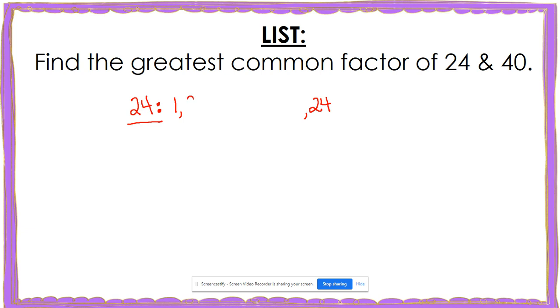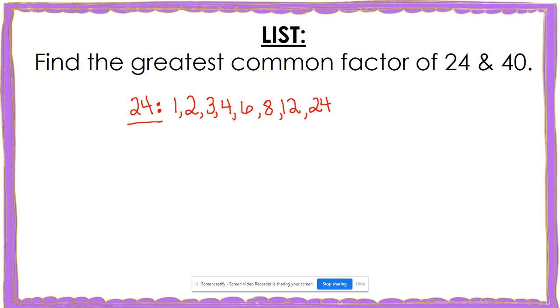I know that 24 is an even number, so it's divisible by 2. And 2 times what gives me 24? Well, I know that 2 times 12 gives me 24, so 12 is also a factor. Now my next number would be 3. 24 is divisible by 3, and 3 times 8 gives me 24, so 8 is also a factor. My next number would be 4, and 4 is a factor of 24, and 4 times 6 gives me 24, so 6 is also a factor.